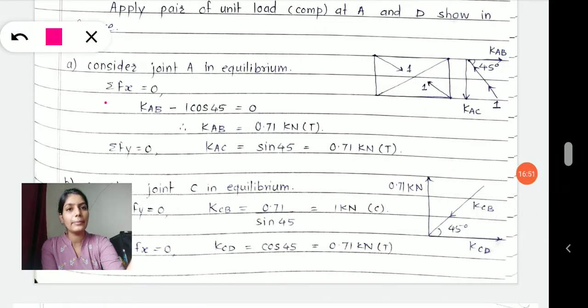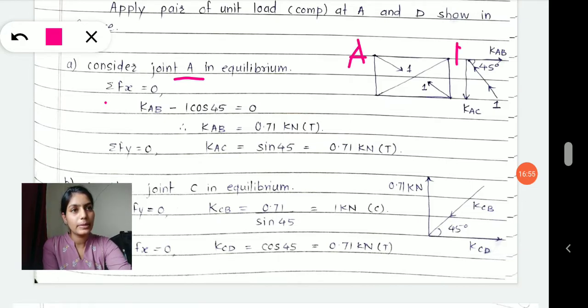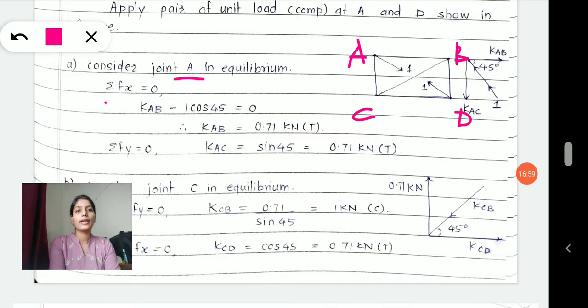Summation of, I am taking the joint A. Now A, B, C, D. Now A joint I have taken. Here you have 1 kilonewton force and 2 unknown forces, right? You analyze it with the help of summation Fx and Fy. Now I think you are habitual to it.